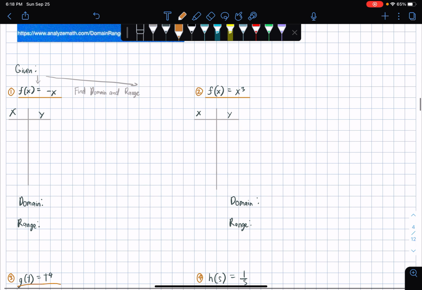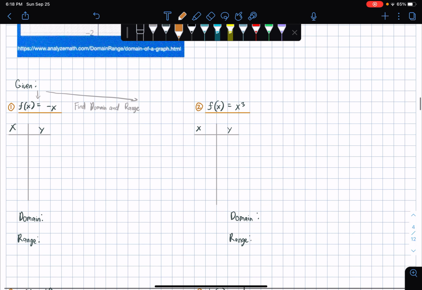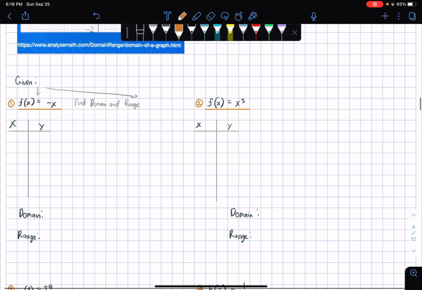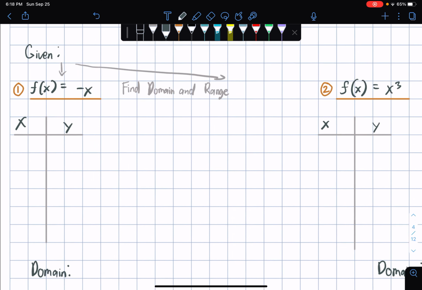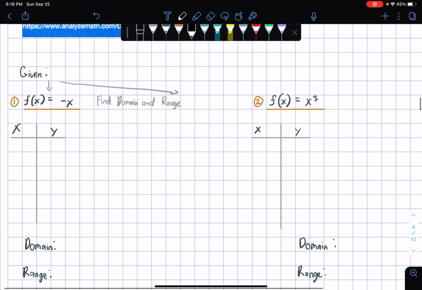Right. So we're done with graphs. Now we have to find the domain and range given specific functions written as equations. Given f of x is equal to -x, we have to find the domain and range. So this is a linear function. There are many ways to find the domain and range of a linear function.